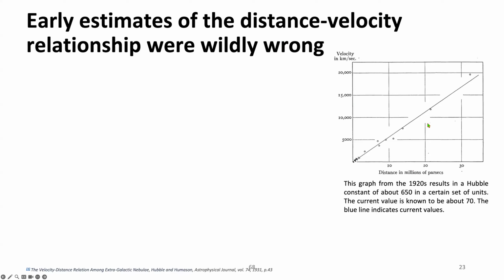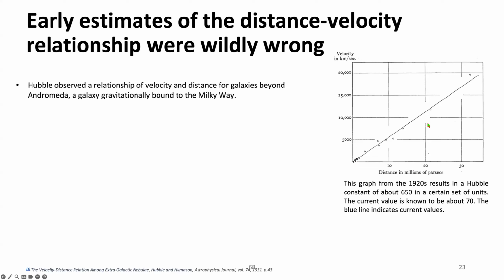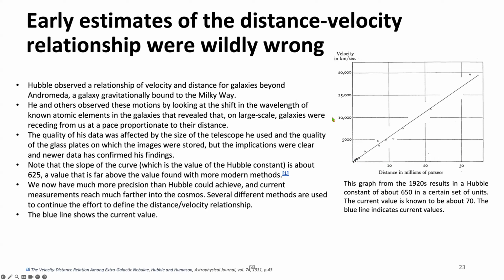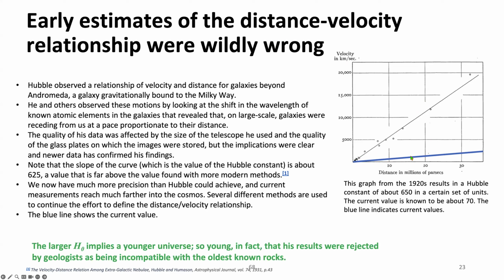So here's a picture of one of Hubble's results where he estimated the distance and measured the velocity. And unfortunately, his technique for measuring distance was rather restricted. And so this line is what he drew back in the 1930s. The actual result we get today is quite different, but we have much better technology now.